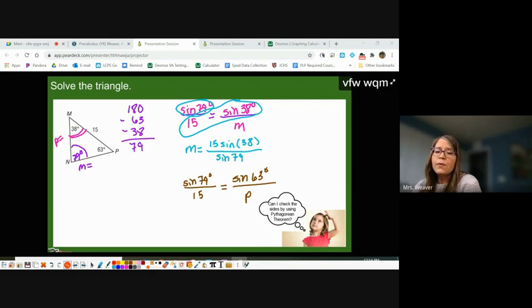Also, by showing on paper what you're going to put in the calculator, if you have a mistake, you can show me what you did, and I can help you find your mistake. All right. So let's put that in our calculator.